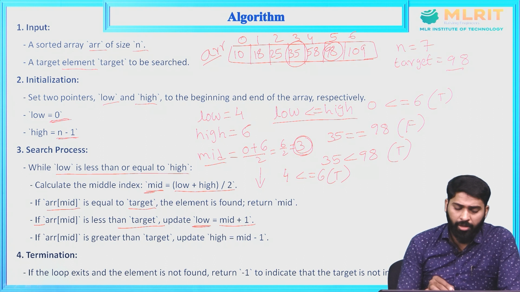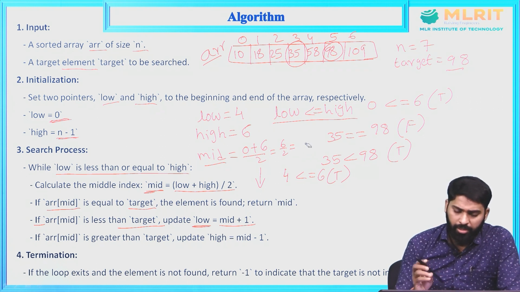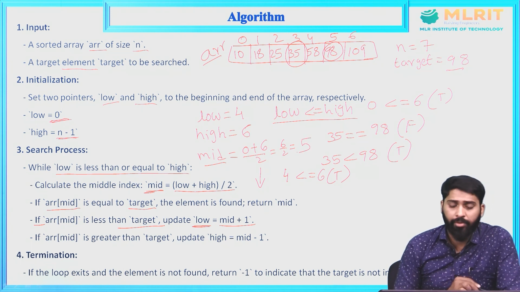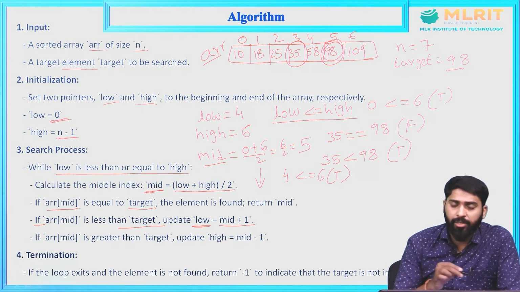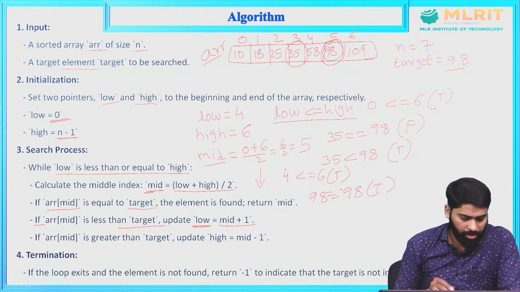What is mid now? 4 plus 6 by 2, that is 10 by 2. So the mid is 5 now. This is the mid, 98. Again you check: what is A of mid? 98 equals 98. Yes, it is true. So we return mid.